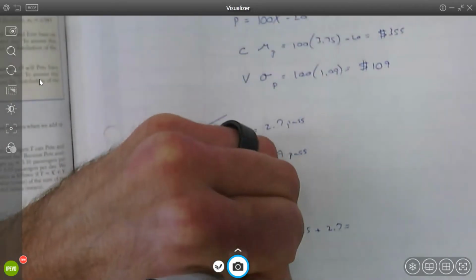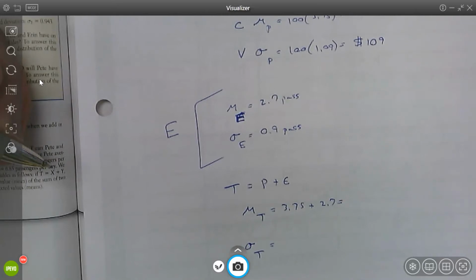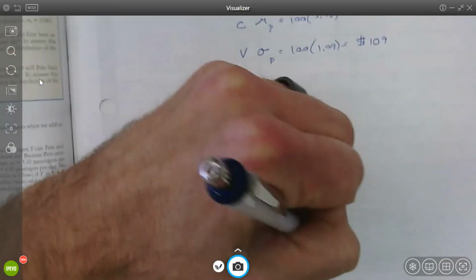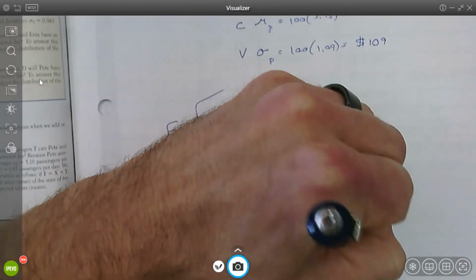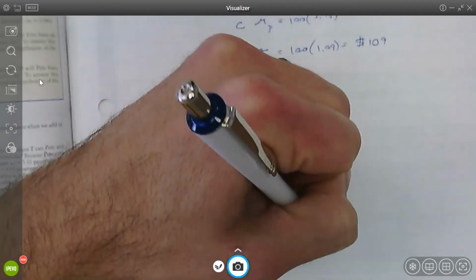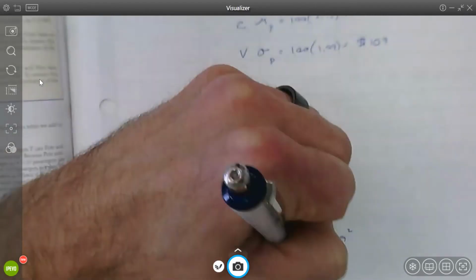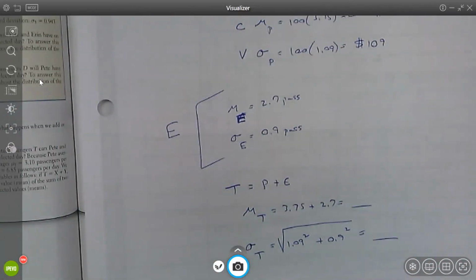But for the standard deviations, we learned that the standard deviations don't just add, the variances add. So I take Pete's standard deviation and square it. That makes it the variance. I'm going to take Aaron's standard deviation and square that to turn it into the variance. That will give me the total variance. I want the total standard deviation, so I'm going to take the square root of that, whatever that equals, is going to be my total standard deviation.